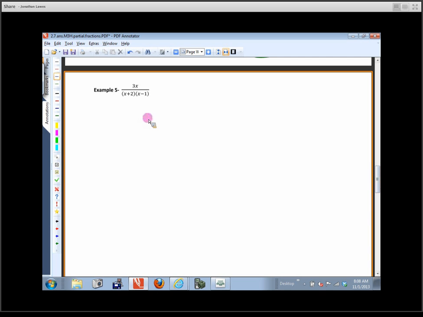So let's take a look at this problem right here. This one has some nice advantages. It's already factored, and most of the ones that you have are already factored, so that's kind of good. They're both linear factors, okay? So we're going to take this and we're going to write it as one piece for the factor of x plus 2 and one piece for the factor of x minus 1. I'm going to put parentheses around each one of those.